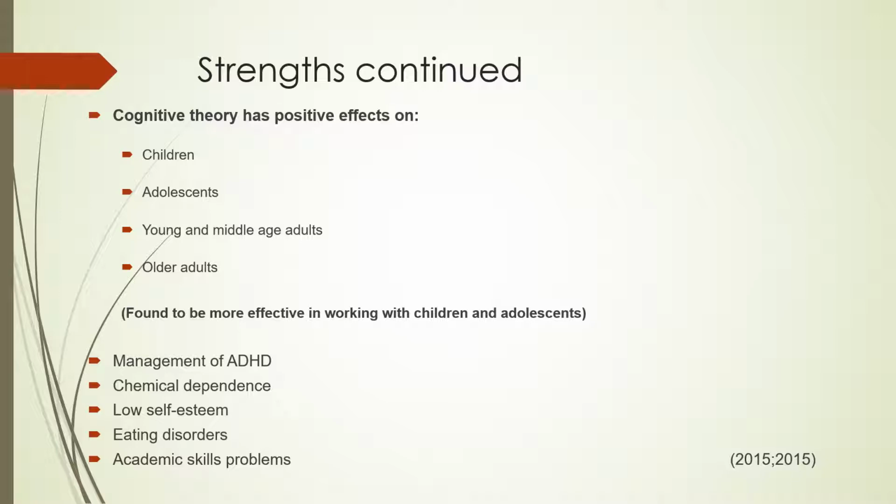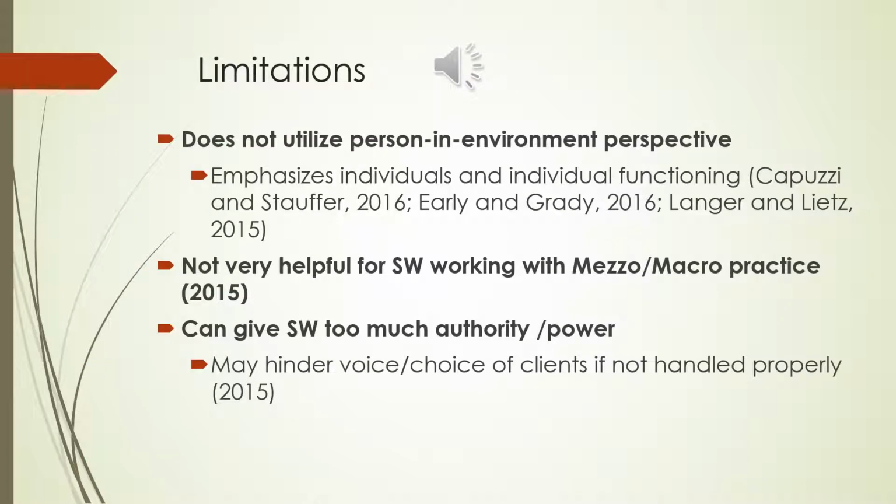Cognitive theory limitations. One of the main limitations of cognitive theory is that it does not utilize a person and environment perspective. Instead, it emphasizes individuals and individual functioning. It's not very helpful for social workers working within meso or macro practice.